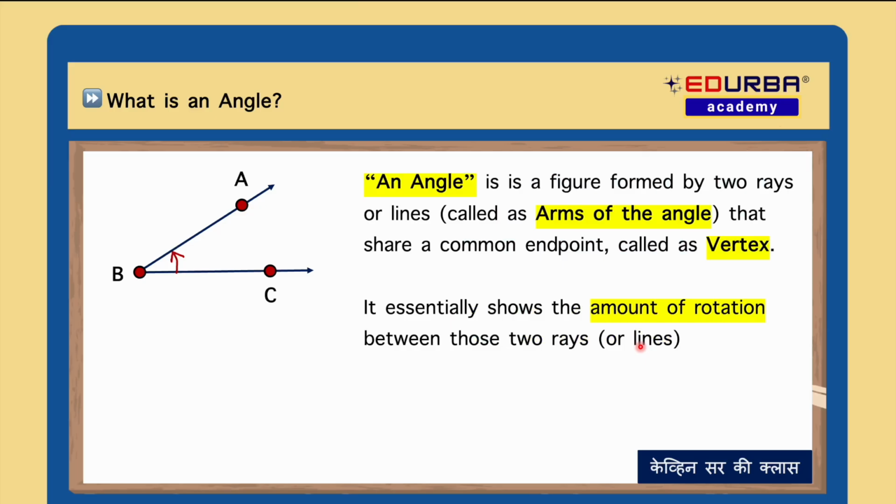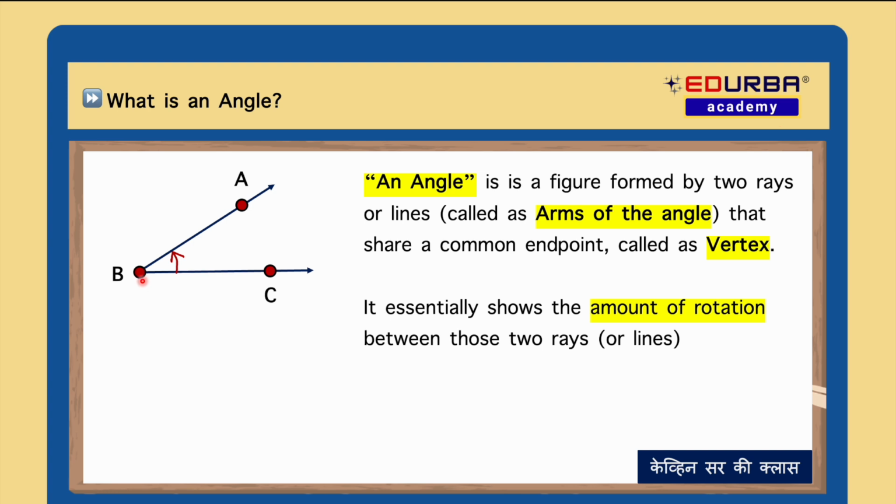What is an angle? An angle is a figure formed by two rays or two lines which meet at a common end point. The two rays which make an angle are called arms of the angle, whereas the end point where the two arms meet is called the vertex of an angle. So in this case, we have arm BA and arm BC which are meeting at vertex B.